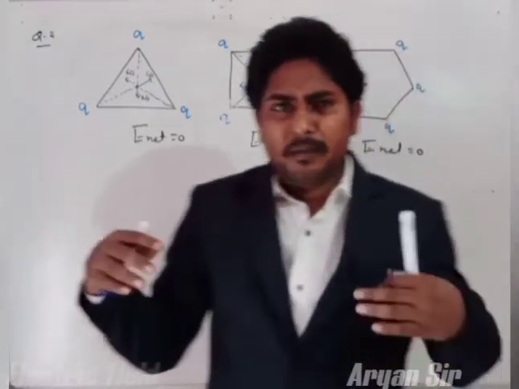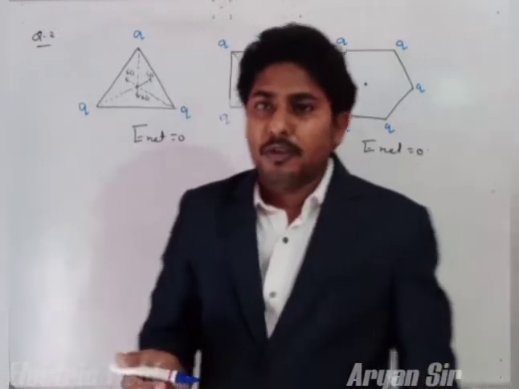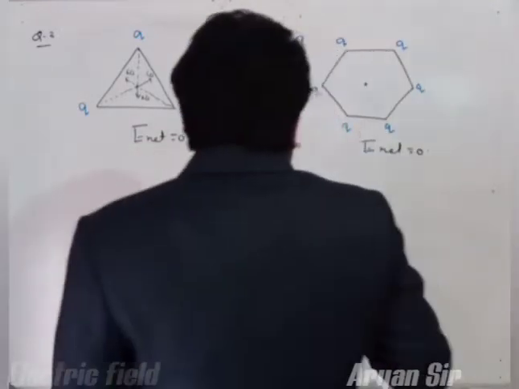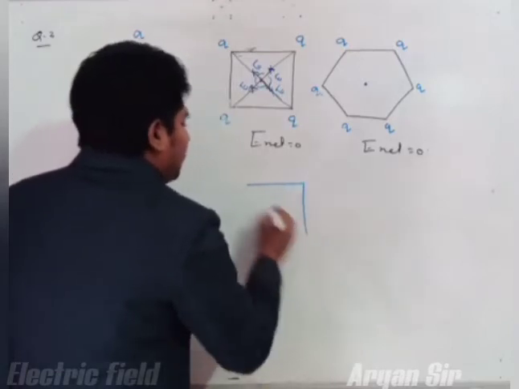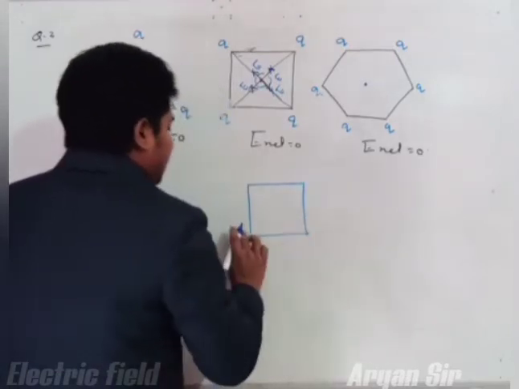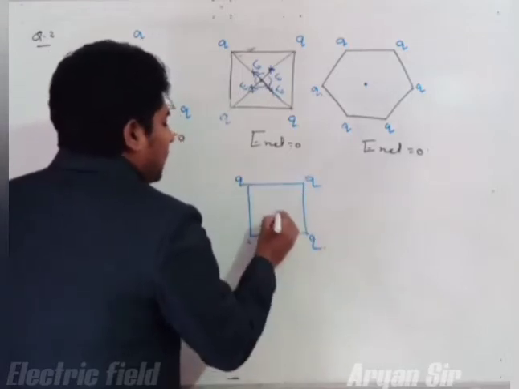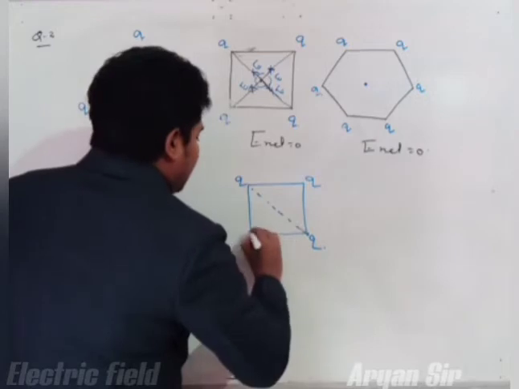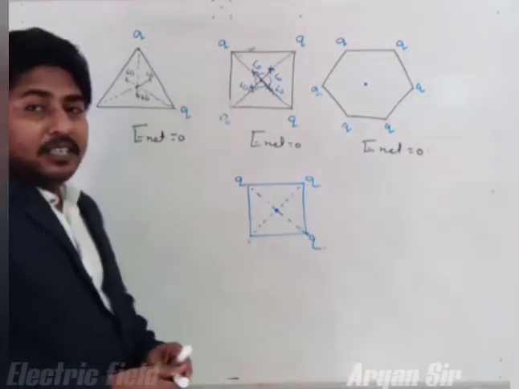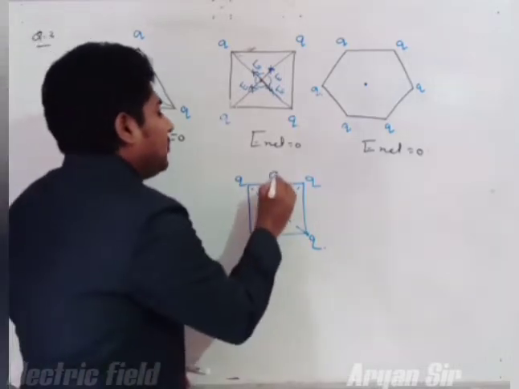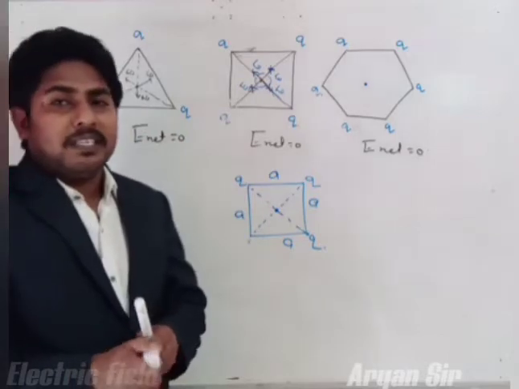Okay, there may be n sides, and we will solve the question in the same manner. Now there arises a situation. This is the case of a regular polygon. Suppose that there is a square, and here is q charge, here is q charge, here is q charge. Now we have to find the electric field intensity at the center, right? If I say the side of this square is A, so what will be the electric field intensity at the center?